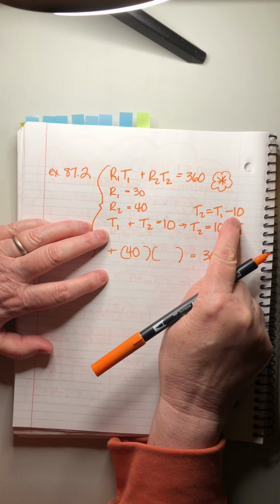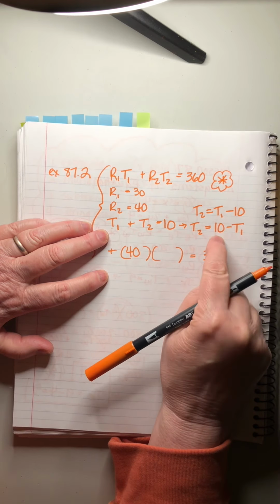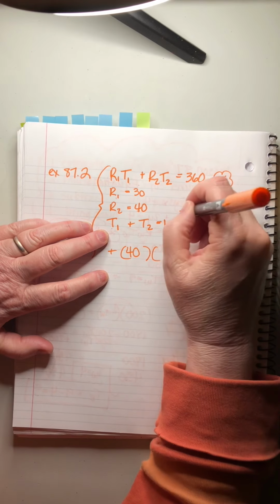I somehow decided that I wanted the T1 to be positive, so I was going to make minus 10 instead. It's supposed to be like this. This was me being crazy.